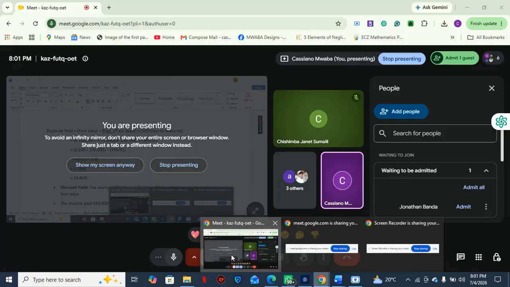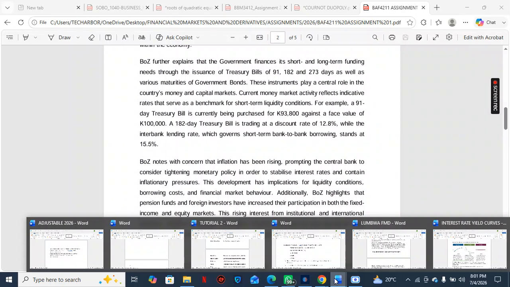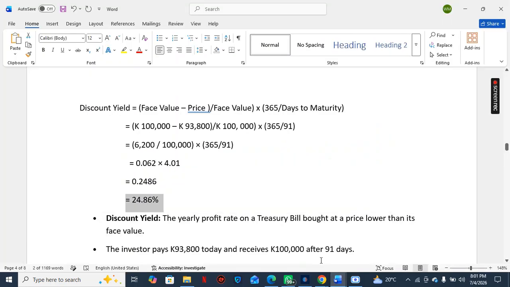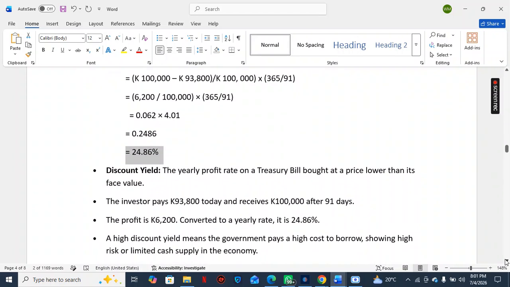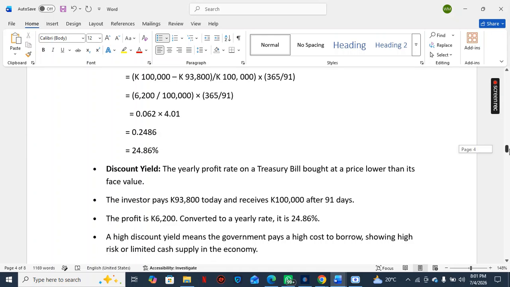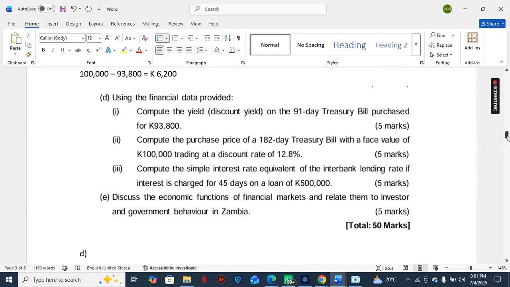Any questions, colleagues? That's what the discount yield is. Return for buying treasury bills at a discount. Okay. So this 6,200 interest that you're earning represents a return of 24.86%. Yes. Any questions before we go to part two?